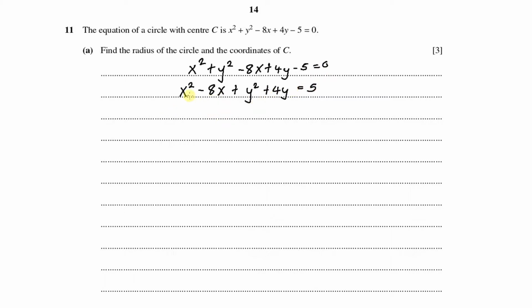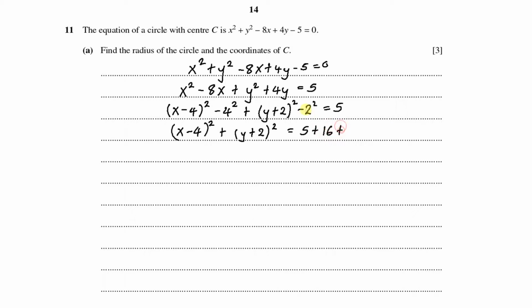And I'm going to complete the square, starting with x squared minus 8x. So that'll be x minus half of minus 8, that's 4, squared. And I subtract the 4 squared. For y squared and 4y, that's y plus 2 squared, and that's minus 2 squared, and that's equal to 5. I'm going to add 4 squared to both sides, which happens to be 16. And I'm adding 2 squared to both sides, so that's plus 4. So eventually I'll have the equation of the circle in this format.